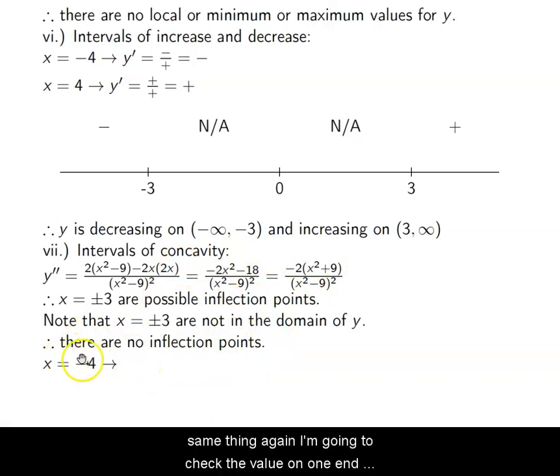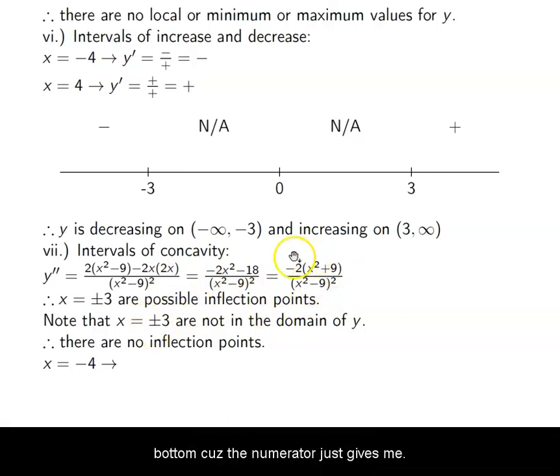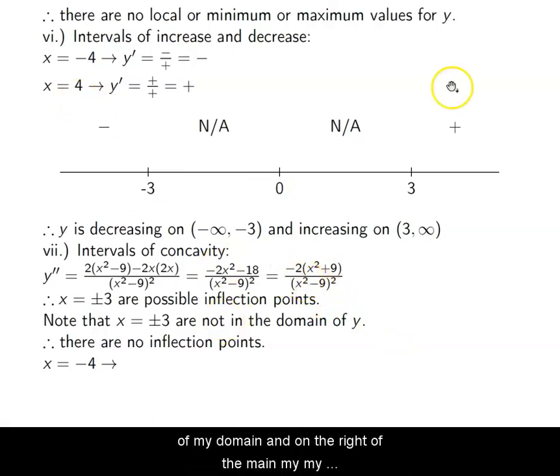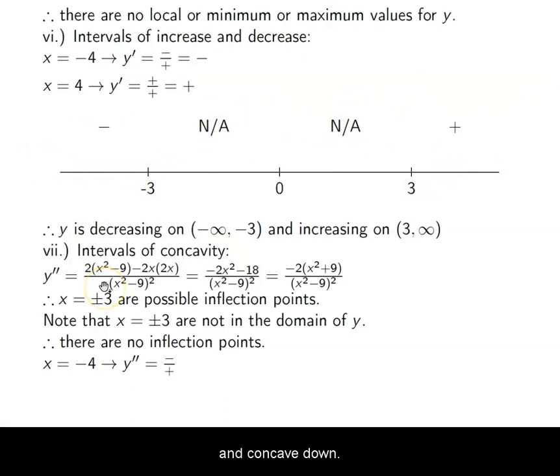So same thing again. I'm going to check a value on one end of my asymptote. Again, this plus or minus 3 comes from the bottom because the numerator just gives me complex values, right? Imaginary values, so I don't have to worry about that. So same thing, I'm just going to check the sides on the left of my domain and on the right of my domain, like I did for intervals of increase and decrease, to see if it's plus or minus so I know when it's concave up and concave down, right?